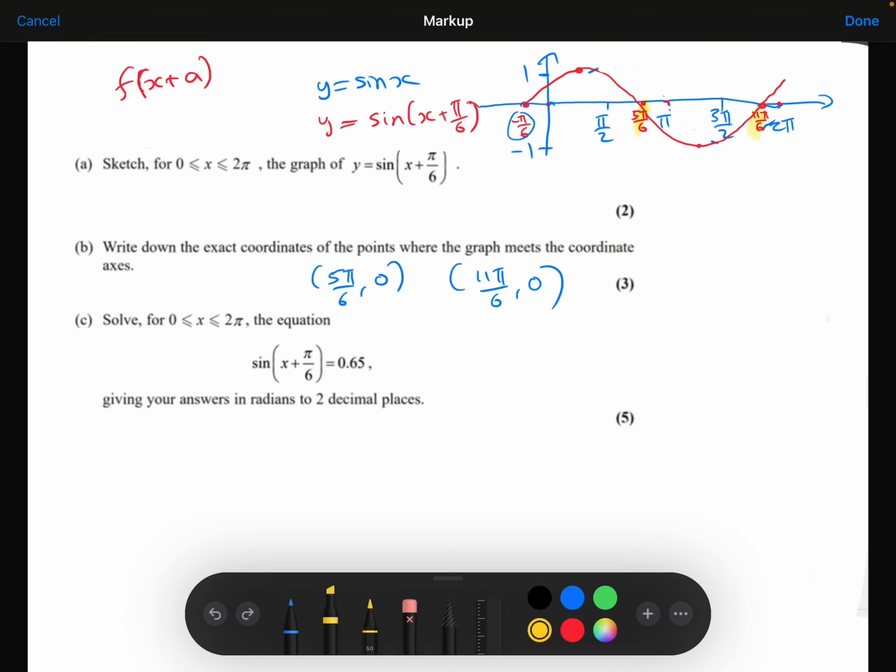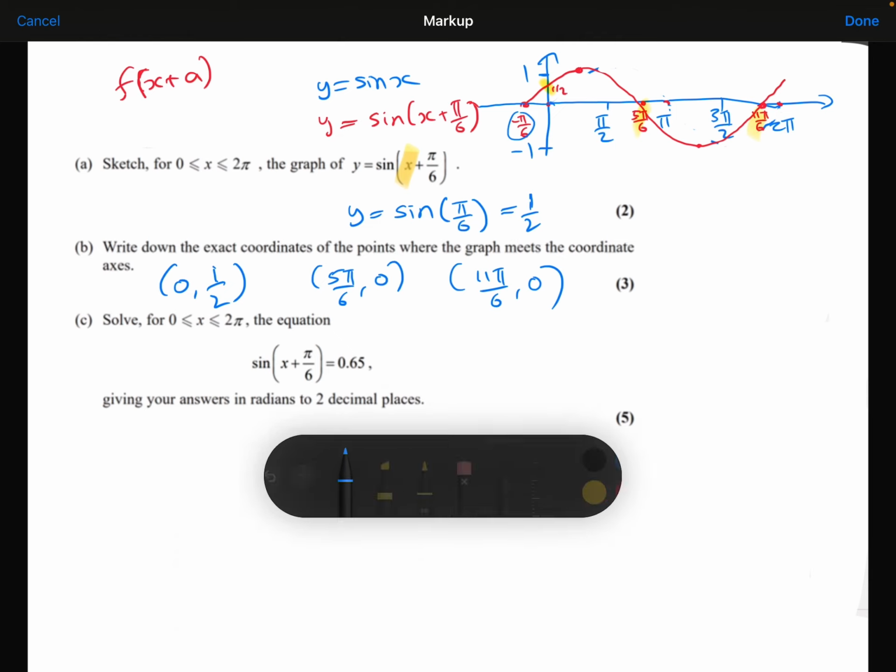The only other thing I need to include is where it intercepts on the y-axis. Now I know it intercepts on the y-axis when x is 0. So if I were to substitute 0 into the rule, I'd get y equals sine of 0 plus pi over 6. So sine pi over 6 is a half. So it would intercept here at 1/2 on the y-axis.